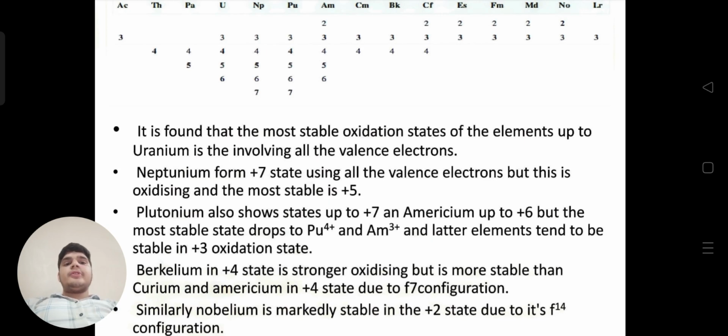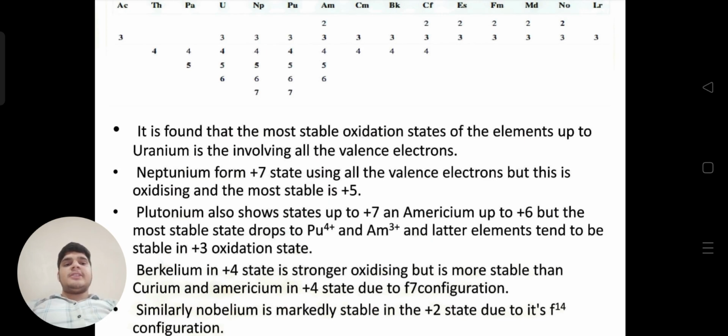But the most stable oxidation state drops to +4 for plutonium and +3 for americium, and the later elements tend to be stable in the +3 oxidation state. Berkelium in the +4 oxidation state is a strong oxidizing agent but is more stable than curium and americium in the +4 state, due to the f7 extra stable configuration.